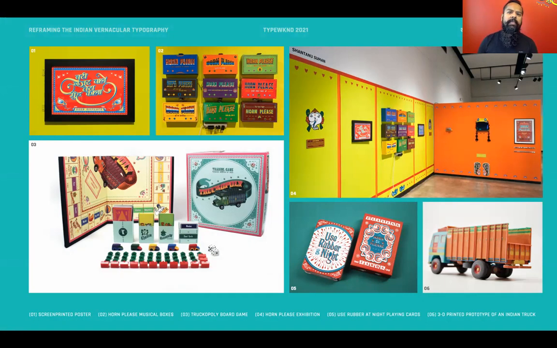But the most important thing that happened during this time is the fact that the research and making of Horn Please and various other projects associated with this thesis exhibition provided me an excuse as well as an opportunity to start working with Hindi typography.